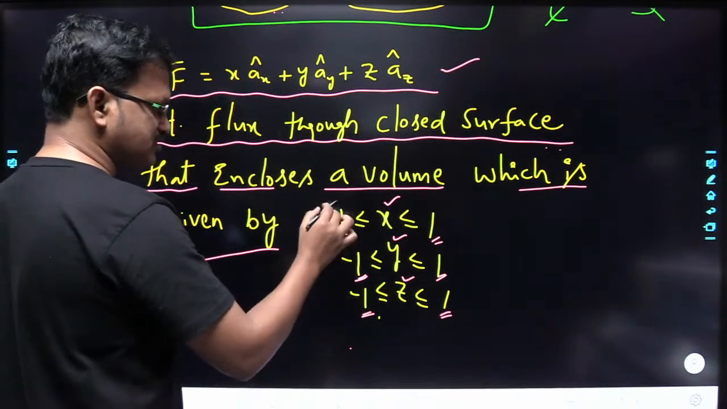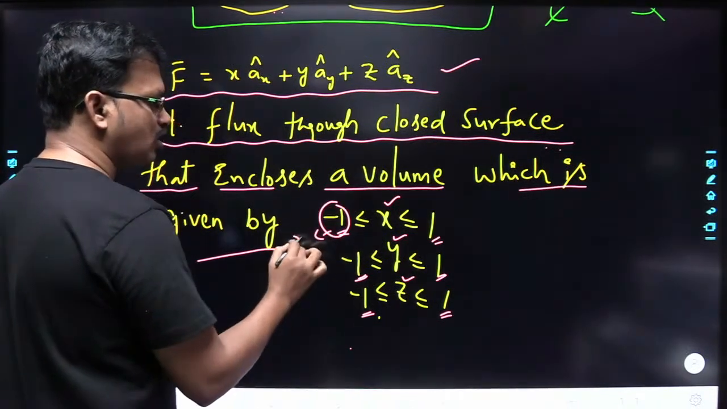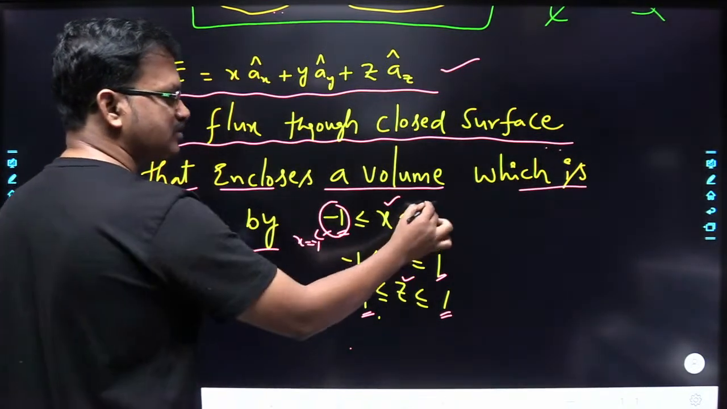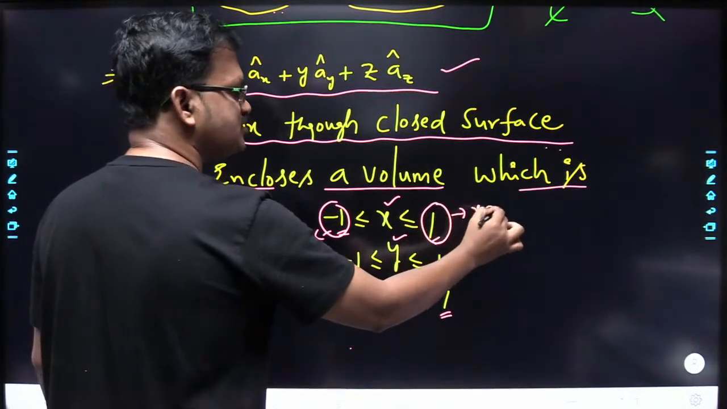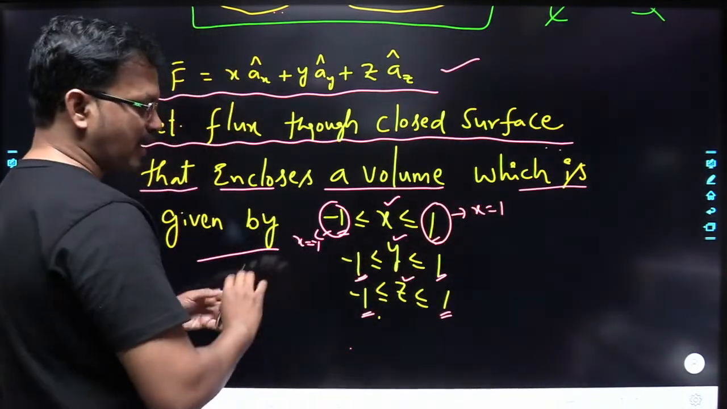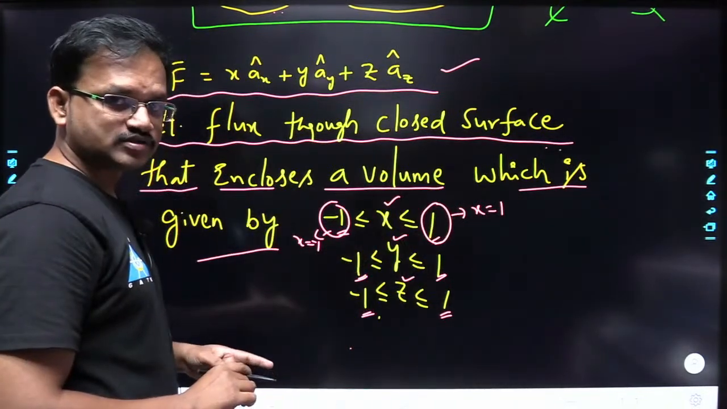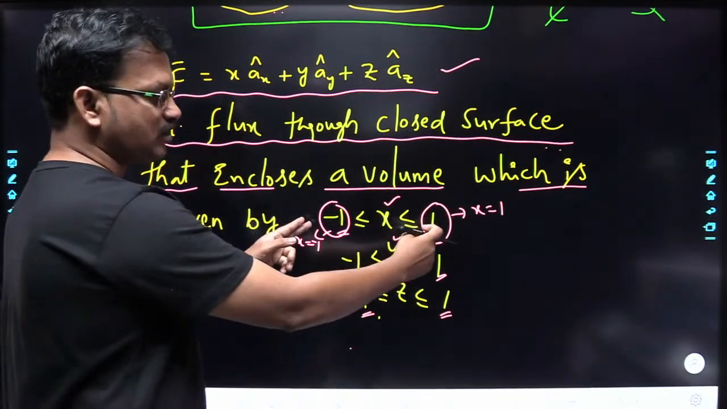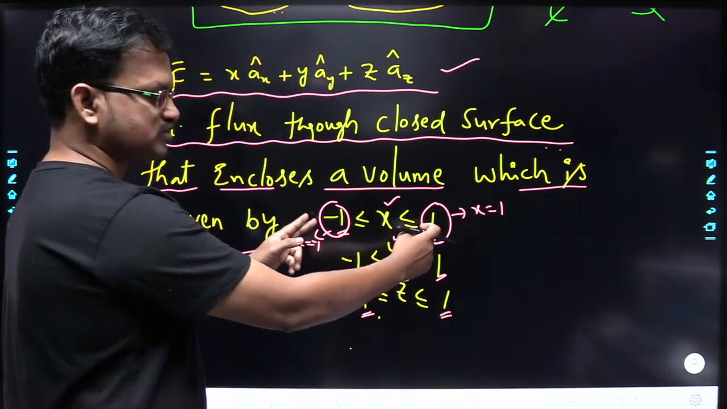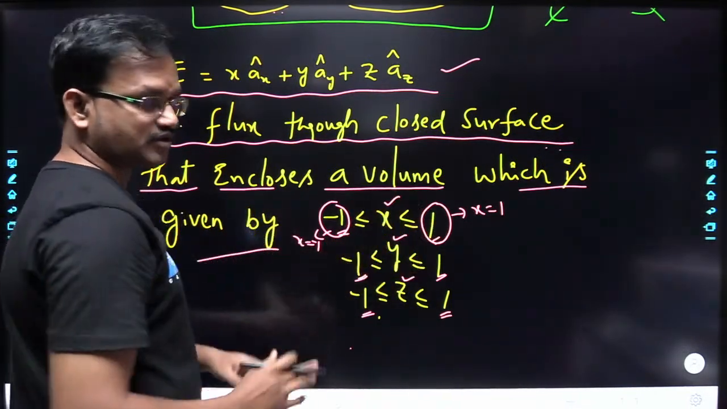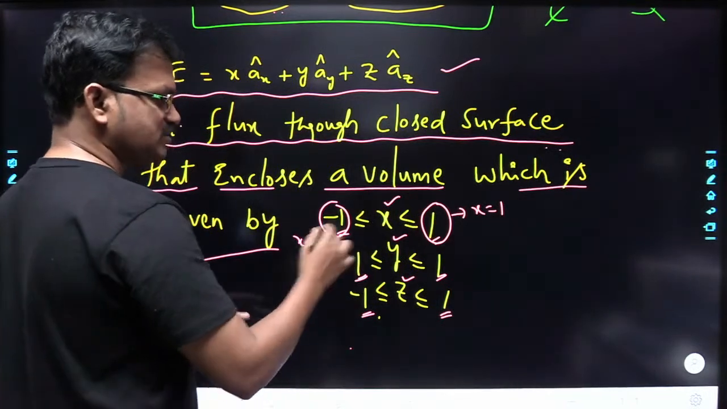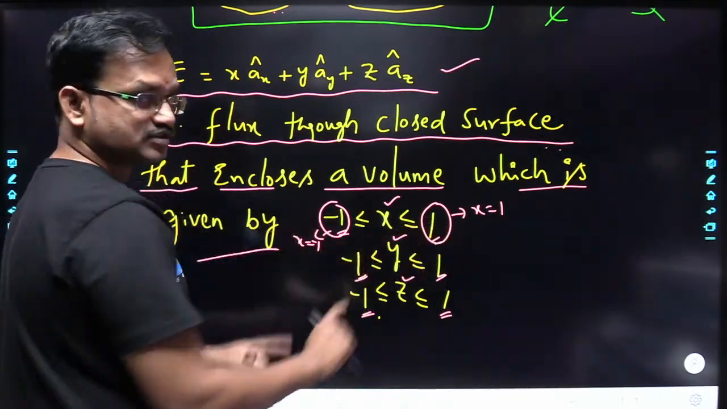This one is x equal to -1 surface, and this one is x equal to +1 surface. So these are the two sides of a cube. This represents two surfaces of a cube.